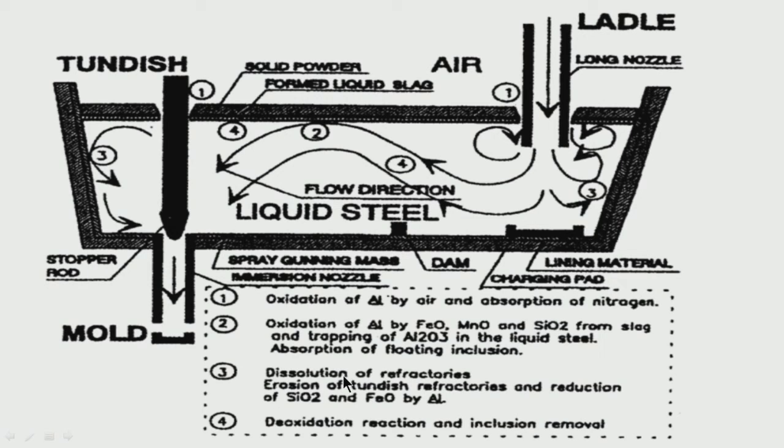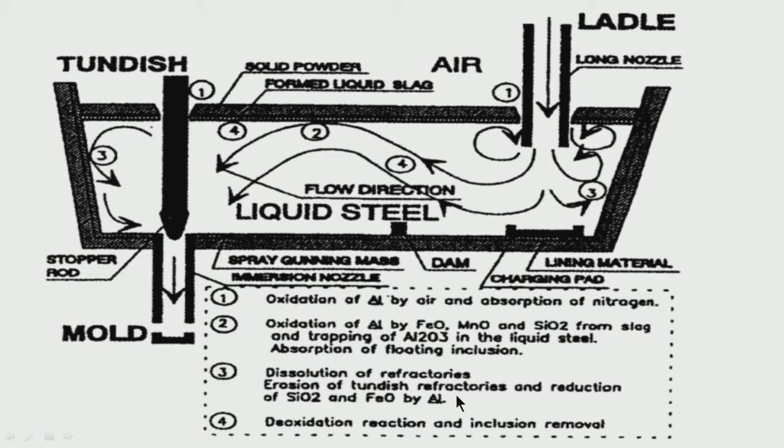Now at this point there is a possibility of erosion of the refractory, because this is the refractory lining at these locations. So dissolution of refractories, that means erosion of refractories should not take place. Erosion of tundish refractories and reduction of SiO2 and FeO by aluminum, these possibilities are there if the refractory lining is not basic. As I have mentioned in the ladle, the same thing is true here also. Refractory lining should not have SiO2, should not have iron oxide, should not have other constituents which might get reduced by aluminum.